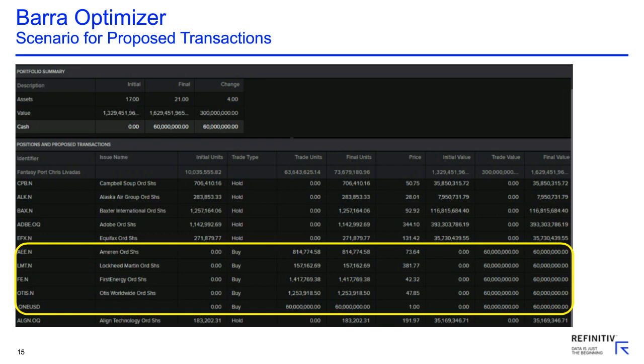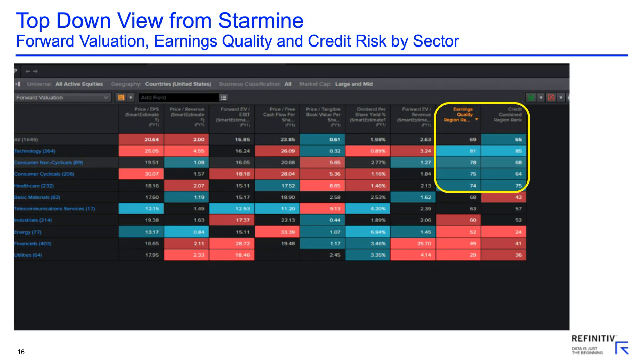So going back to the big picture, now we have a different view from StarMine. Here we put all the analytics of StarMine together, and we can go and see for all US stocks from a mid and high level of market capitalization, large and mid-cap, by sector, and we have the forward valuation metrics. So we have here several estimates generated by the system, like price to earnings, like price to revenue, forward EV to EBIT, forward EV to revenue, etc. But we also added the earnings quality and the combined credit.